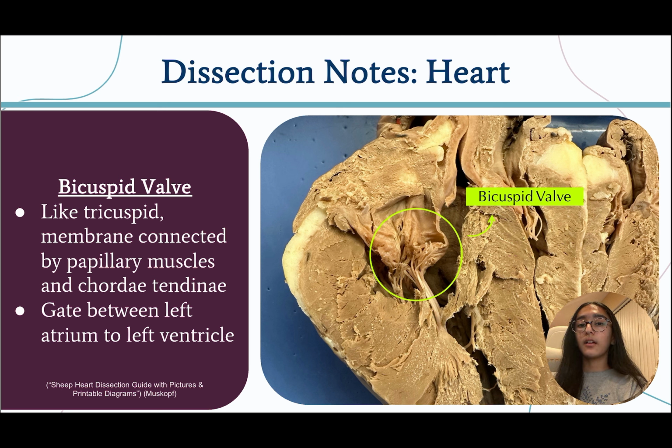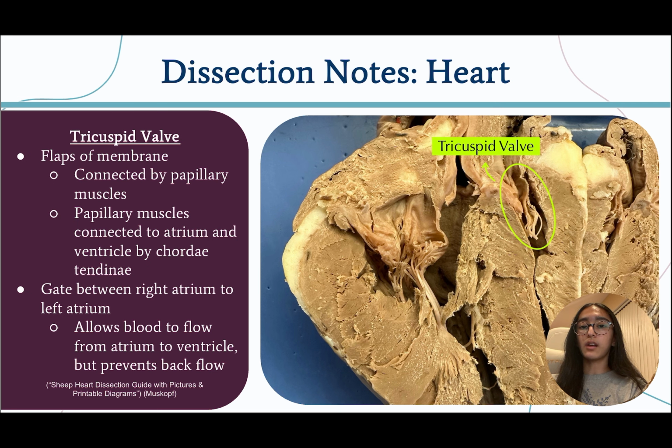So the bicuspid valve is basically the exact same as the tricuspid valve, except this one's just between the left atrium and the left ventricle, while the tricuspid valve is between both atriums.